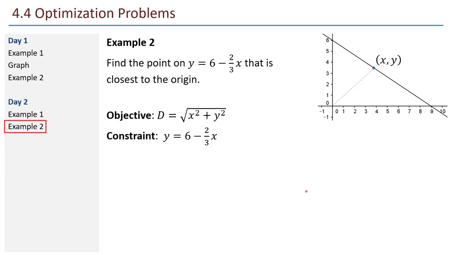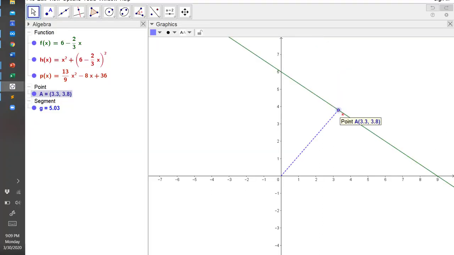One more example. In this case, we have a point on the line y equals 6 minus 2/3 x. And this point can move anywhere on that line, and I want to find what is the point that makes the segment from the origin to the point as small as possible. Once again, another animation. There's the point on the line. I can drag the point. Sometimes that line is long, and then it's short, and then it becomes long again. So where should I put the point that makes the segment as small as possible?